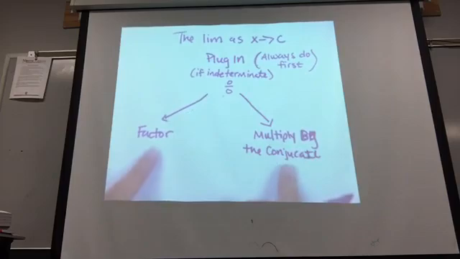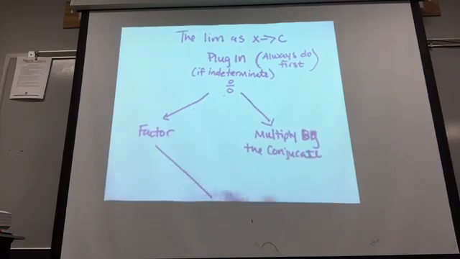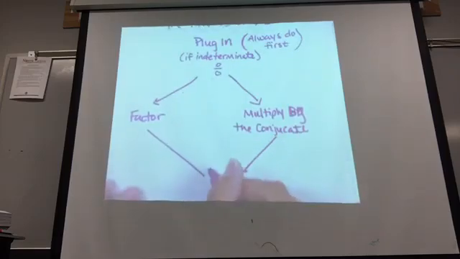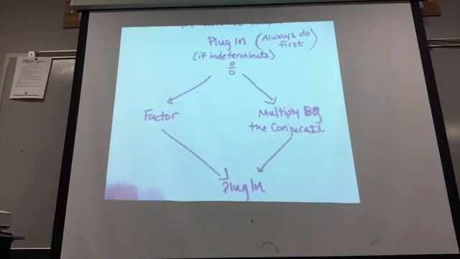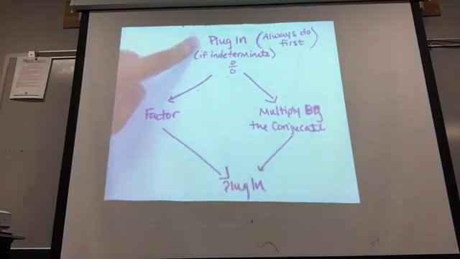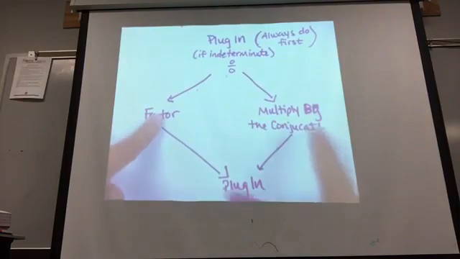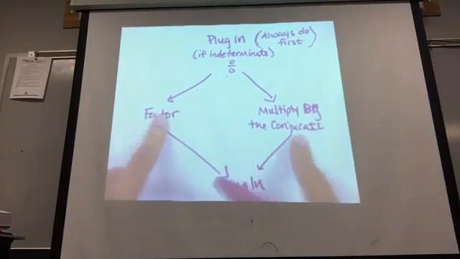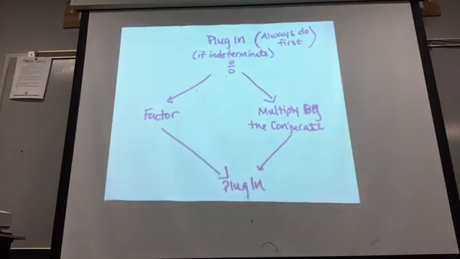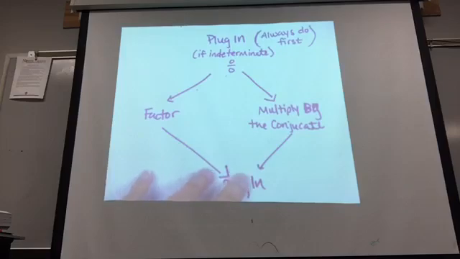And then after we've simplified, either by factoring or multiplying by the conjugate, we'll go back to plugging in to get our answer. So we'll try to plug in first. If that doesn't work, we'll simplify by factoring or multiplying by the conjugate. And then after simplifying, we'll go back to plugging in. And then, of course, to reinforce these concepts, we can look at these functions in our graphing calculators and use their graphs or their tables to help evaluate the limit.